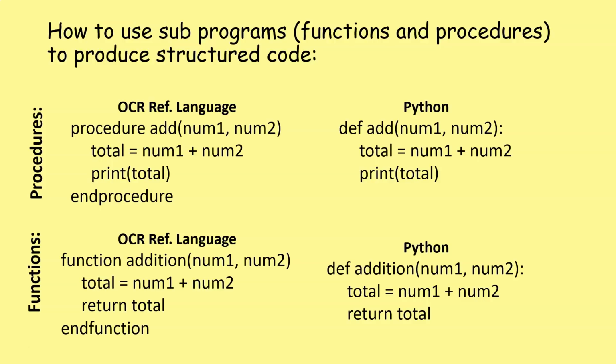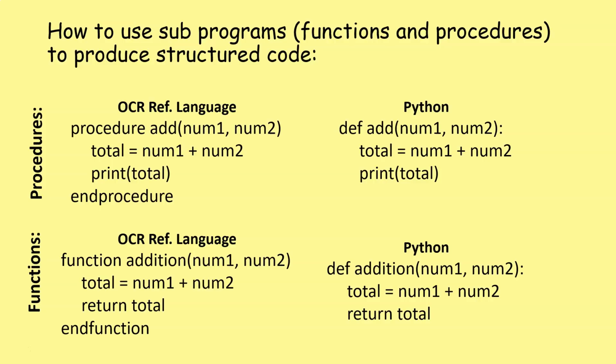Python does that automatically. With functions in the OCR reference language, we use the keyword function. Again, we have the name of the function, any parameters, we do something, and then we've got this key here. We've got the return. We're returning the value of total back to the main program. Don't forget the return when you're writing a function. And then in OCR reference language, we finish with end function.